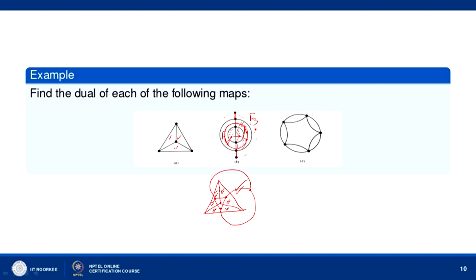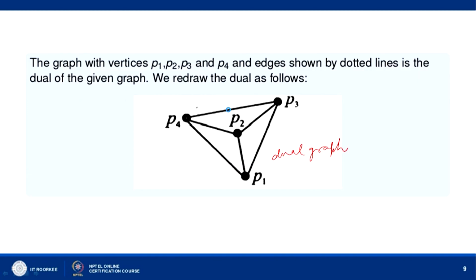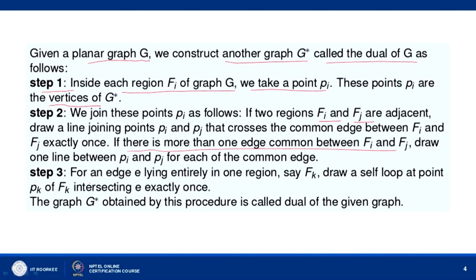You take a point here. Now, in F3 there are two common edges. This one has two edges. So, what we will do? We take a self loop. Here we see for an edge lying entirely in one region, say f k, draw a self loop at point p k of f k intersecting E exactly once. So, we have to draw a self loop at point p k of f k intersecting E exactly once.